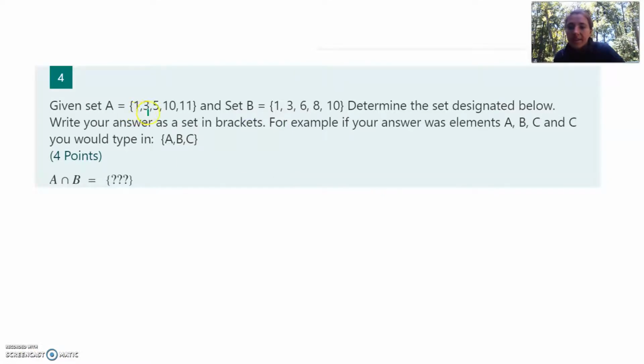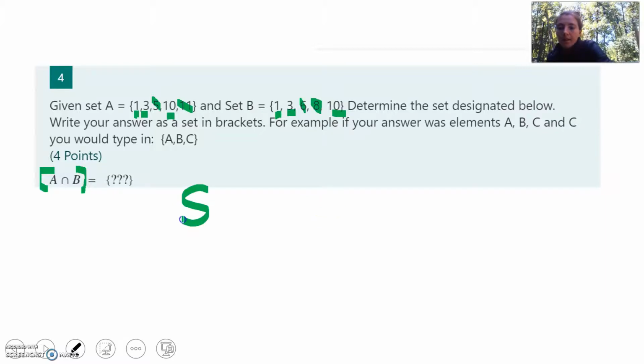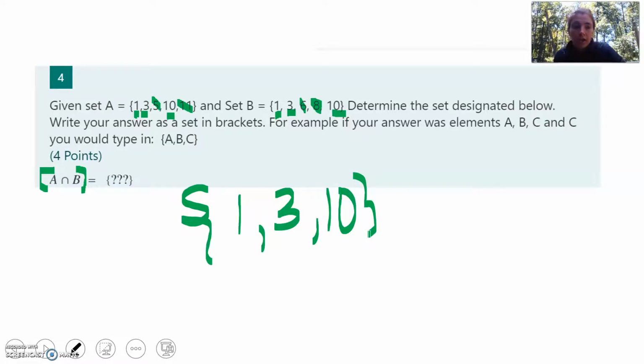Okay, set notation. Given that set A is 1, 3, 5, 10, 11, and set B is 1, 3, 6, 8, and 10, determine the set designated below. We're looking for the intersection of A and B. So what do they share? Well, they both have 1s. They both have the 3. They do not both have 5. They do not both have 6. They do both have 10. They do not both have 11, and they don't both have 8. So our correct answer here would be 1, 3, and 10. That's what the sets share in common.